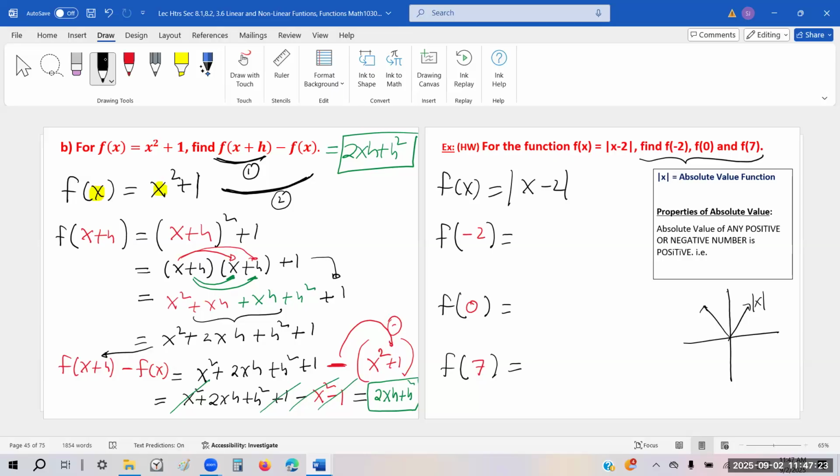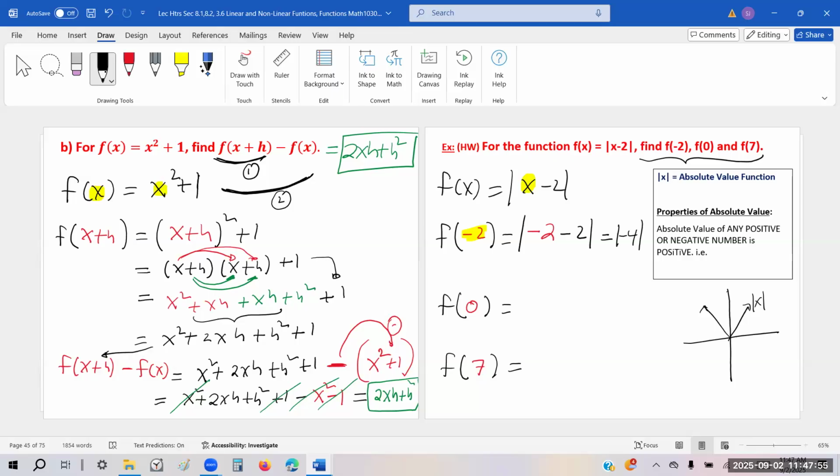So what we do, we replace every x you see with the number they give you. The first one says our x is -2, so you put -2 minus 2. What is -2 minus 2? -4. Now, you cannot stop here because you have to take the absolute value. When you take the absolute value, what's the result we get?